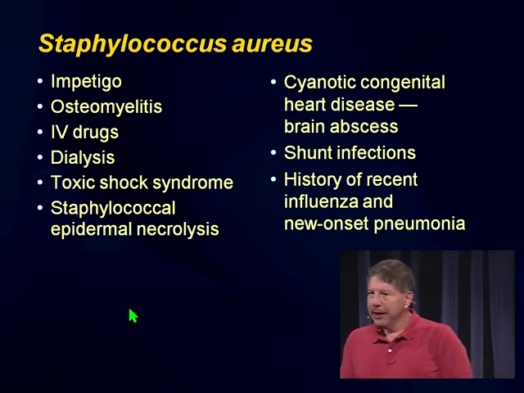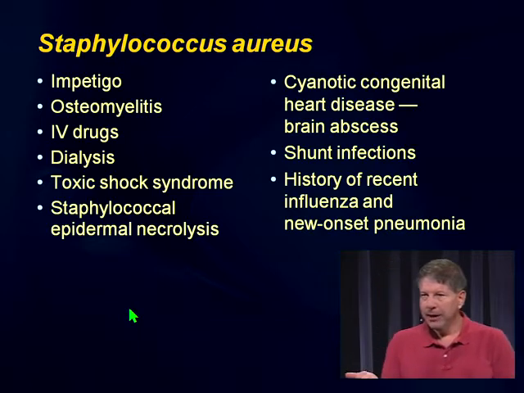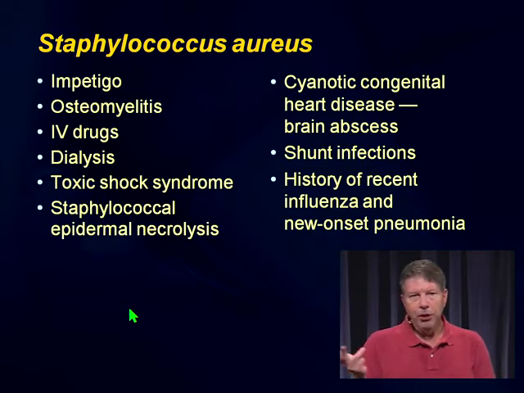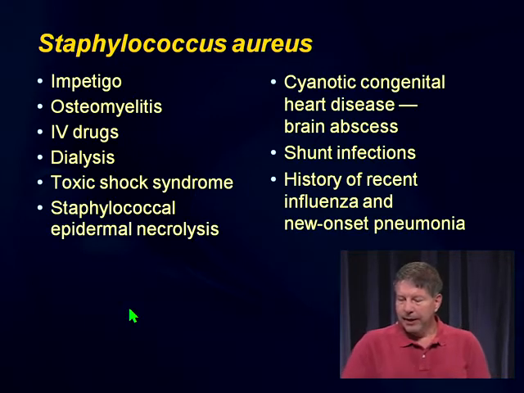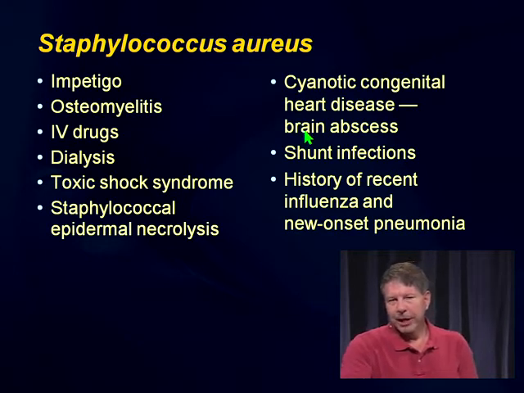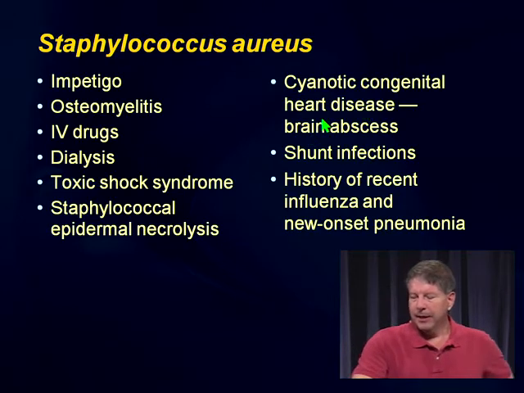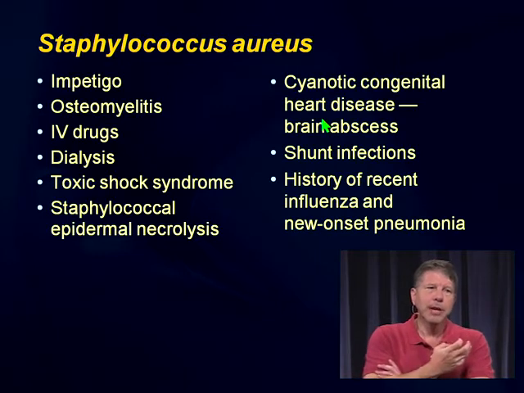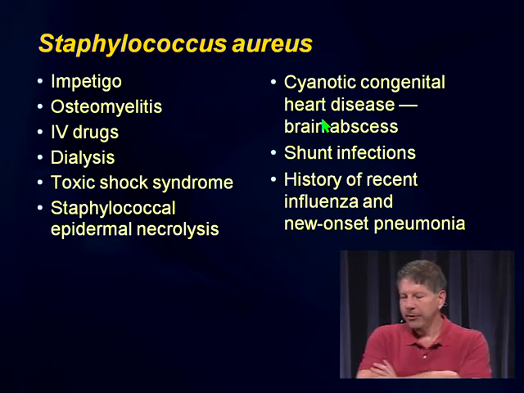Impetigo, just run-of-the-mill community-acquired impetigo. If they've got osteomyelitis, you want to think about Staph aureus. IV drug users. If the patient's on dialysis, toxic shock syndrome, which we'll talk about in a second. And then, interesting in pediatrics, which they like to pick on, things that other people don't see: kids with cyanotic congenital heart disease commonly, not commonly, but they're going to get a brain abscess, you're going to worry that it's due to Staph aureus. Shunt infections you're very familiar with, and then this last one, the history of recent flu and new onset pneumonia.